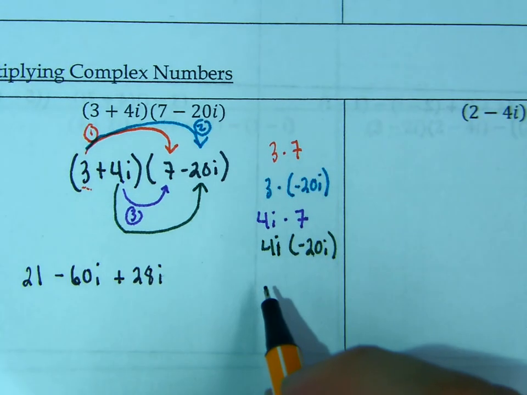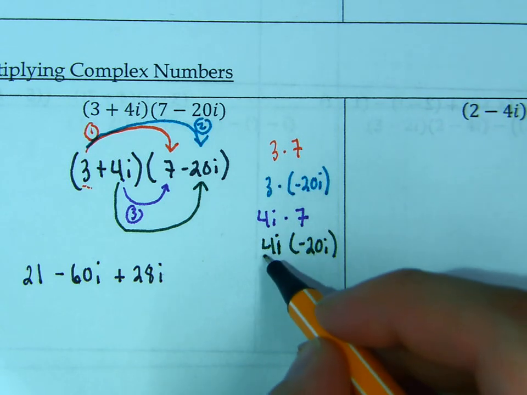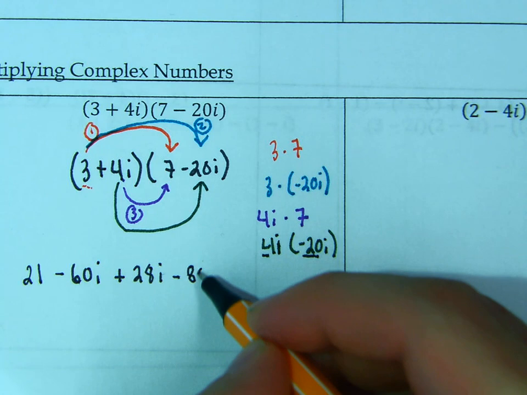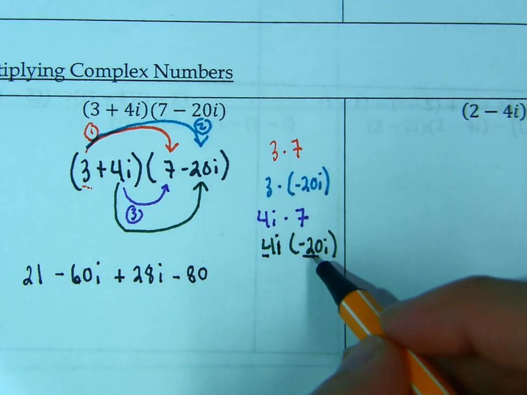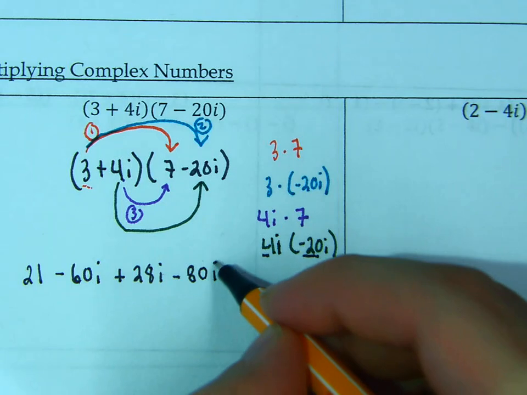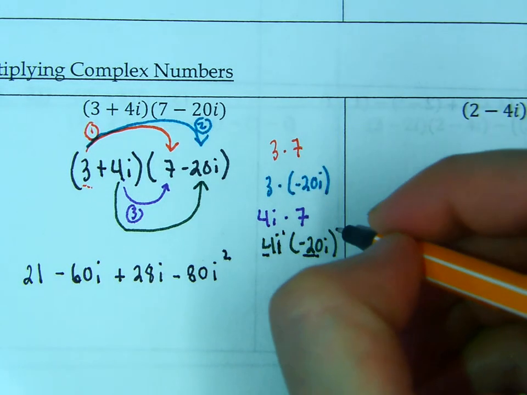Now this is the little tricky part. What is 4i times negative 20i? Let's do this first. What's 4 times negative 20? That's negative 80, right? But then what is i times i? This will be i squared, because notice there's that invisible 1.